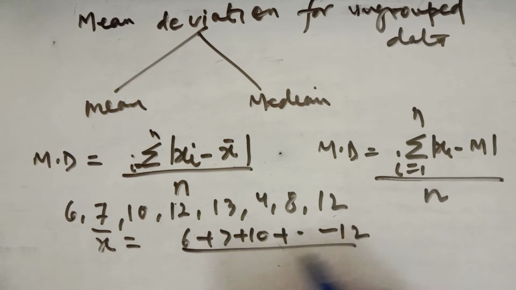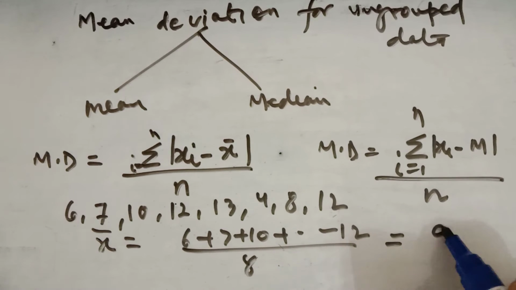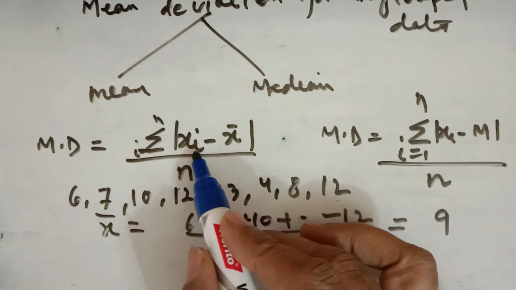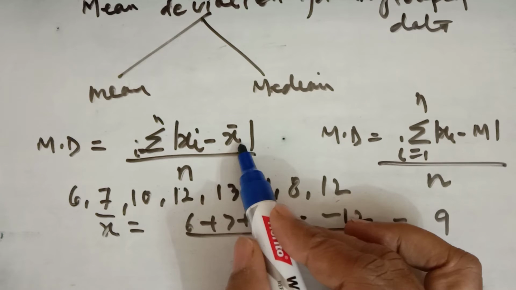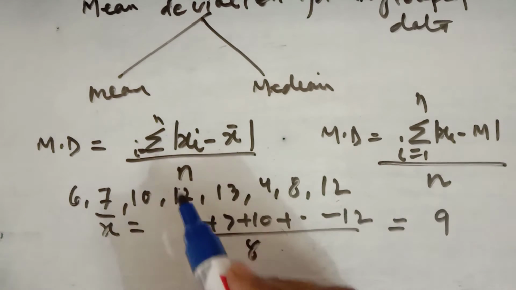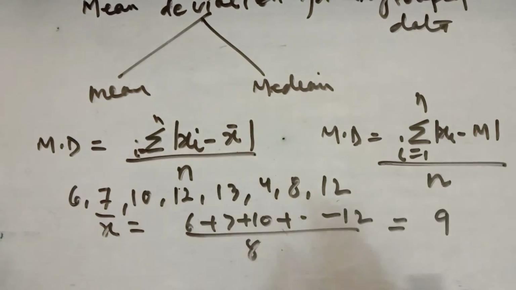Adding all these, the number of observations is 8 and you will get the mean of this data as 9. So what you have to do here is use this formula: find xi minus mean, that is, subtract the mean from each individual data value and find the modulus of it.